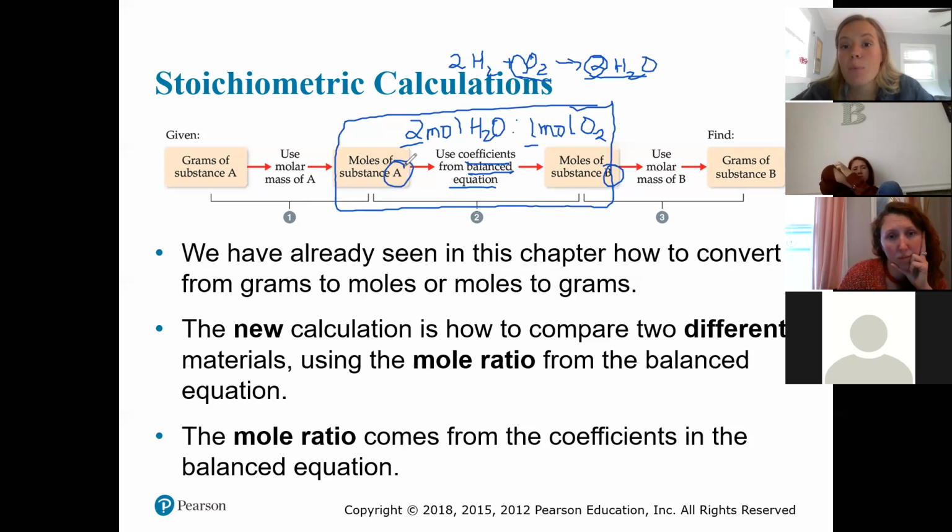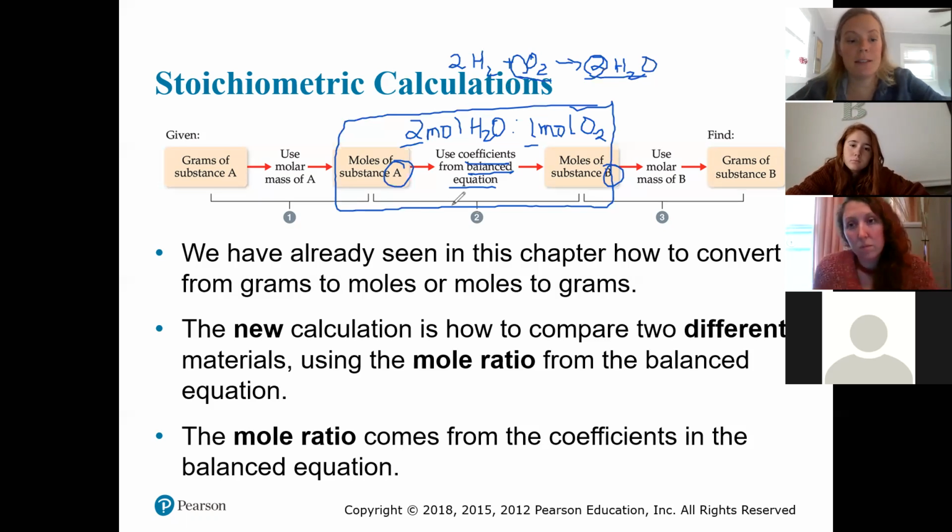So now you can hop around a balanced equation. I could give you a product and you can tell me how much reactant you need. I could give you a reactant and you could tell me how much of another reactant you need. I could give you a reactant, you could tell me how much product you would receive. So that's the conceptual gist of what stoichiometry is.